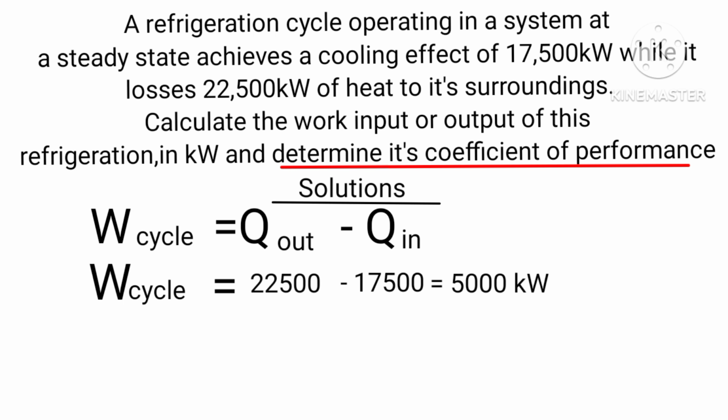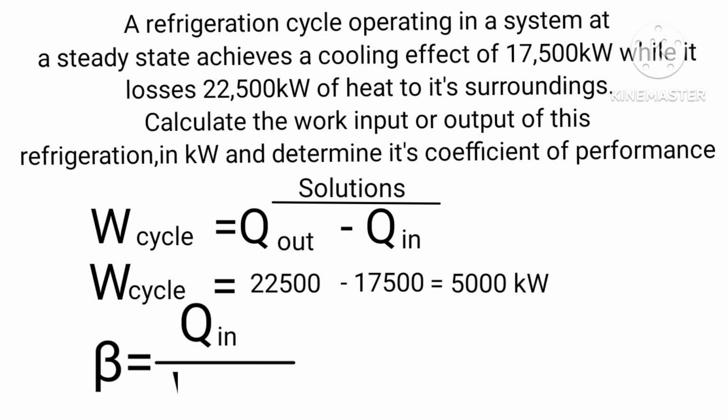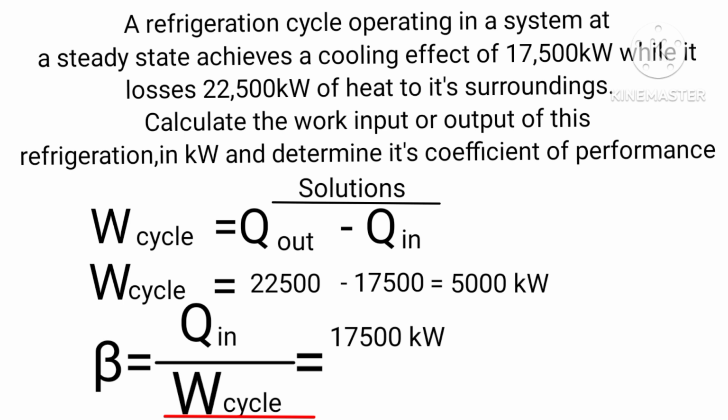So the formula for finding the coefficient of performance of the refrigeration cycle is beta equal to Q in over W cycle. So we use that formula because it is a refrigeration cycle. Q in is the amount of heat transferred into the system, and that is 17,500 kilowatts. And W cycle is the work input of the refrigerator, and that is 5,000 kilowatts. If you divide 17,500 kilowatts by 5,000 kilowatts, it is going to give us 3.5.